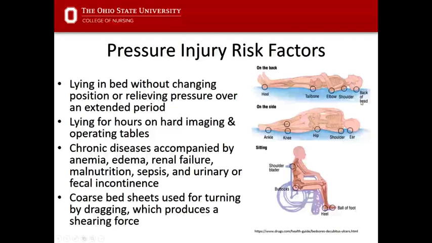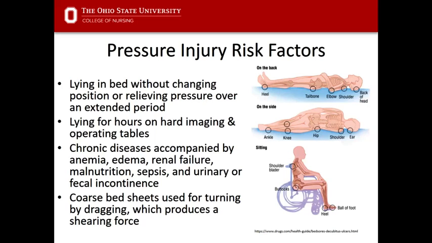So once again, especially the operating tables and the imaging tables themselves. If you're laying in a bed, you have even a mattress pad that's going to give some relief. But laying on that hard imaging or operating table, there's really no padding there, so that's why laying on those for a shorter amount of time can lead to the risk for developing a pressure injury.